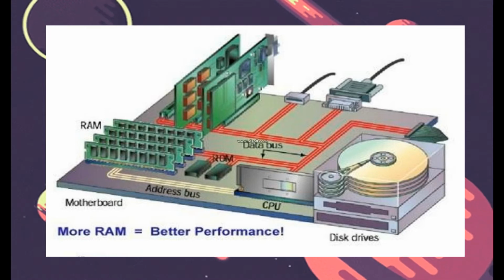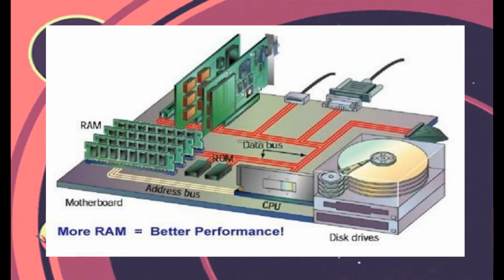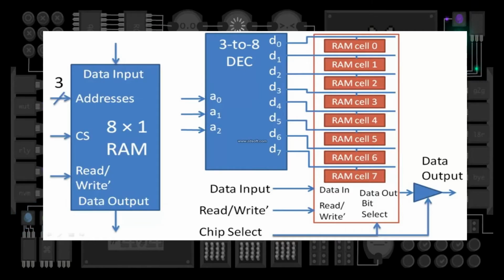So this diagram shows the RAM. This is the pin diagram. In the first pin diagram, we have data input, addresses, CS, read/write, and data output. In the second pin diagram, a 3:8 decoder is given. The inputs are A0, A1, A2, and the data outputs are connected to each RAM cell. So the memory is given.